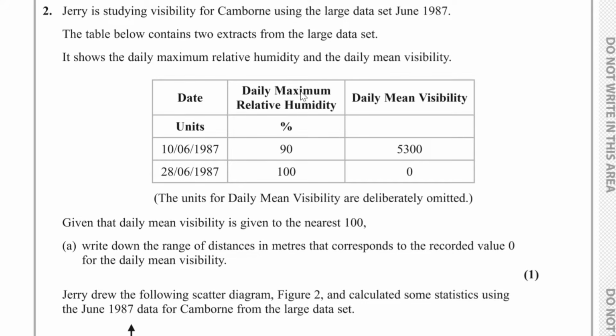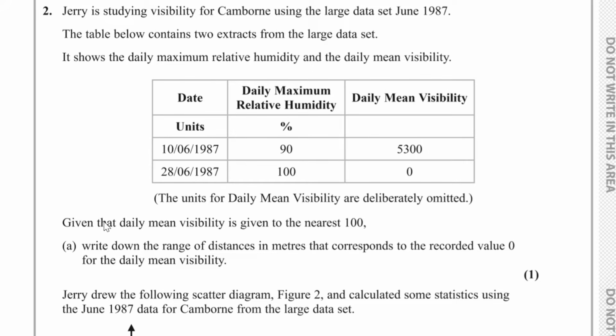Question number 2. Jerry is studying visibility for Camborne using the large dataset June 1987. The table below contains 2 extracts from the large dataset. It shows the daily maximum relative humidity and the daily mean visibility.